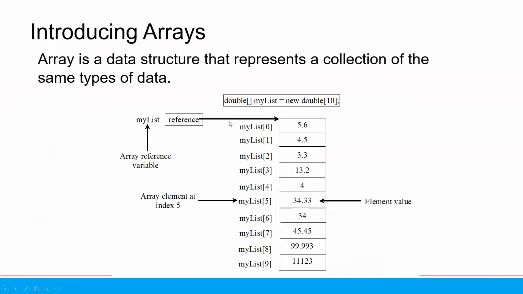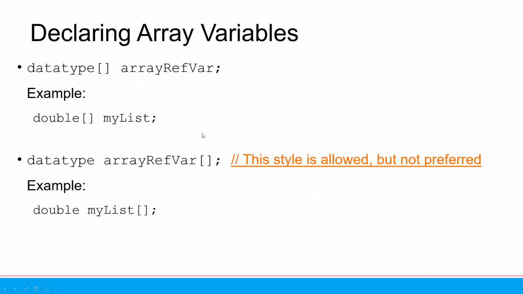So we learn about array, and array is a kind of data structure that represents a collection of the same types of data. So we learn if we are using double, then you will use all the double value type data for the array. So this is the example how you can define your array as a variable.